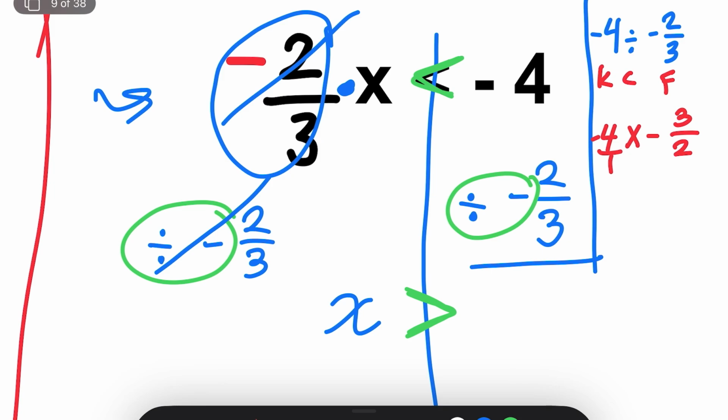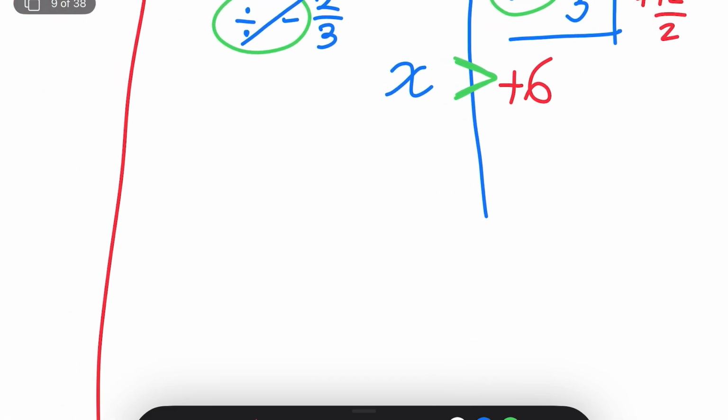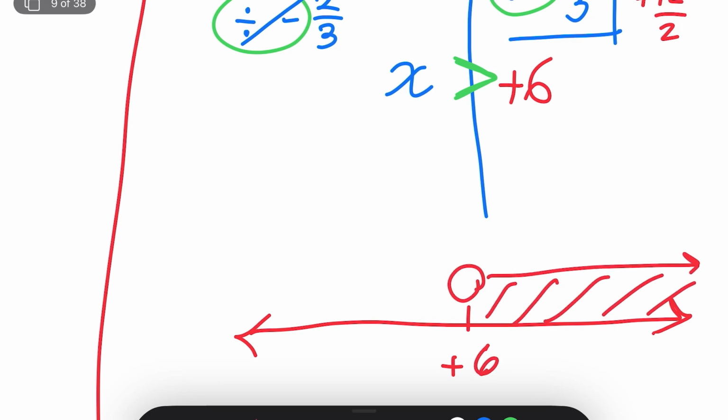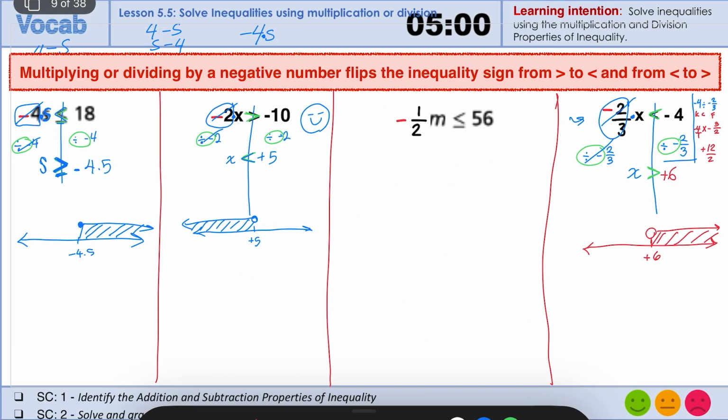Put a denominator of 1. Negative 3 times negative 4 is going to be positive 12. Both negatives will give me positive. Over 1 times 2 is 2. 12 divided by 2 is 6, positive, of course. That's it. Then graph your answer. This is positive 6. More than means what? Open circle going to the right. It's very simple once you know the rule and once you practice a lot on it.